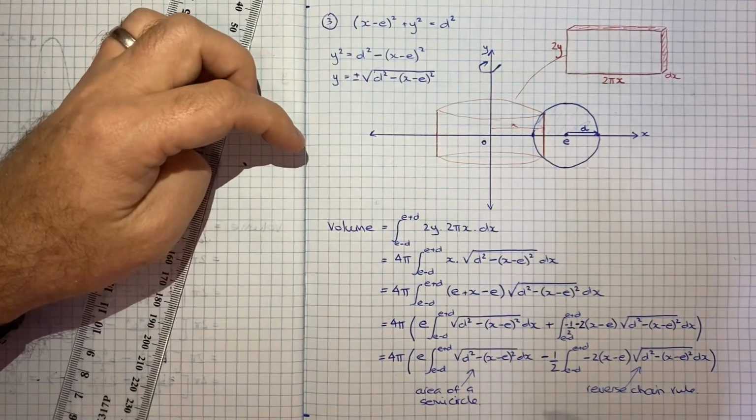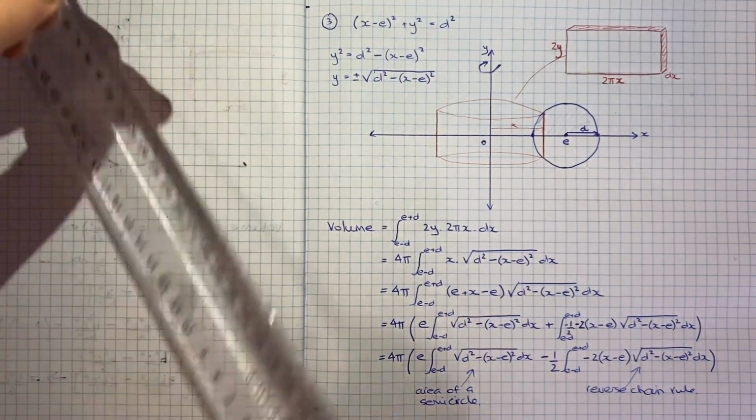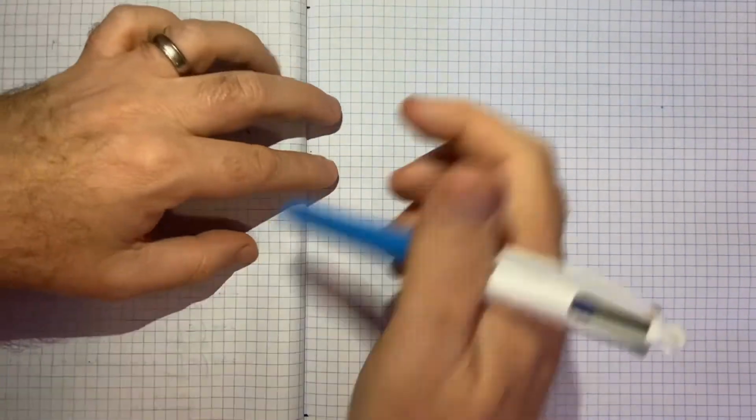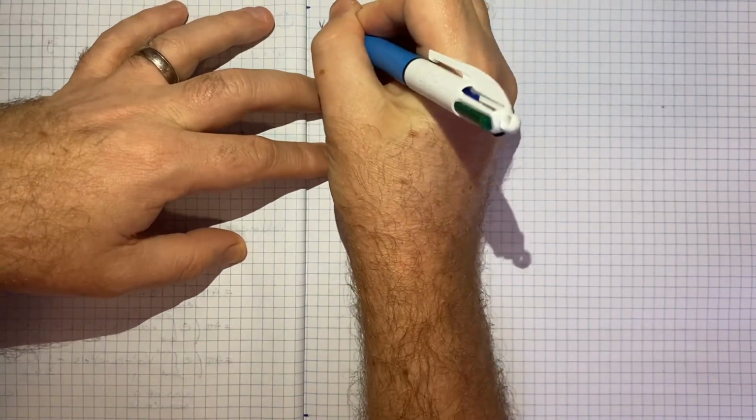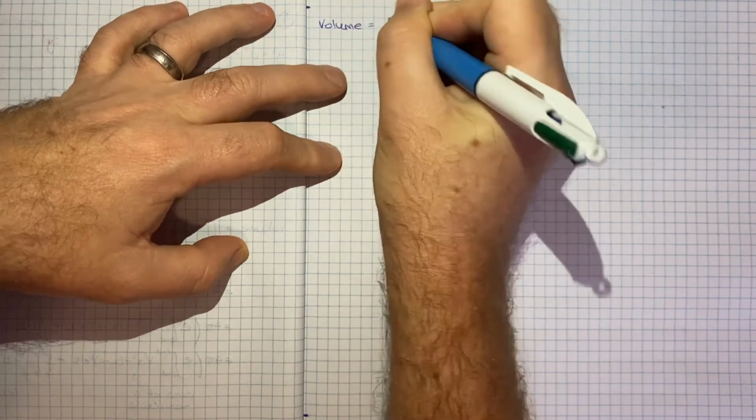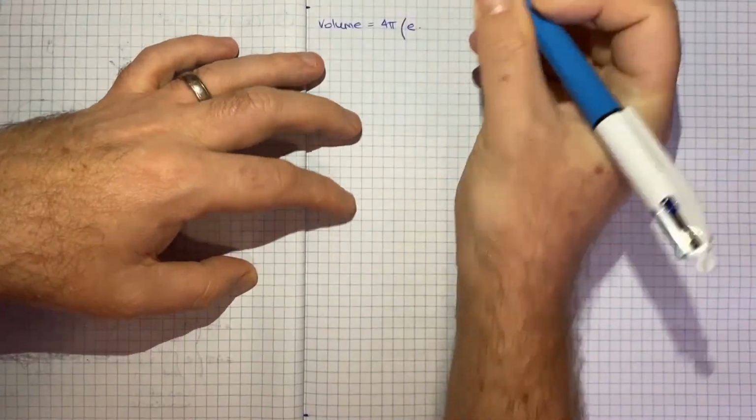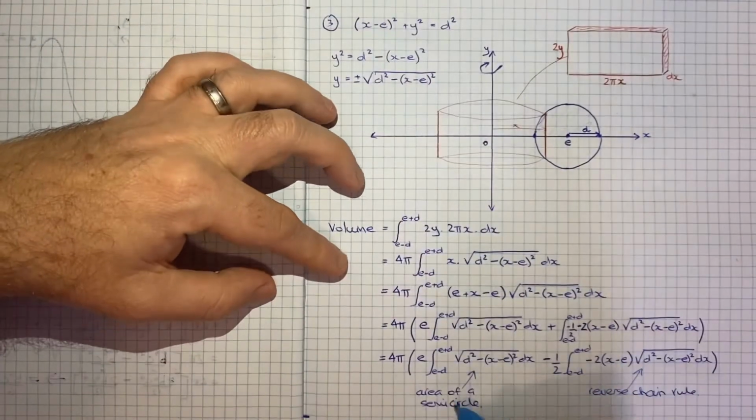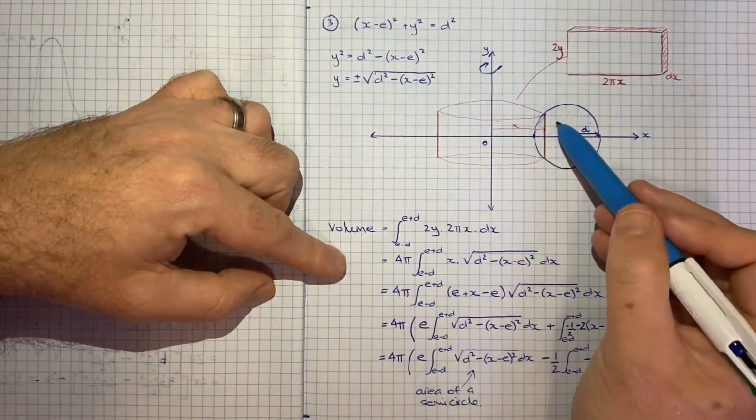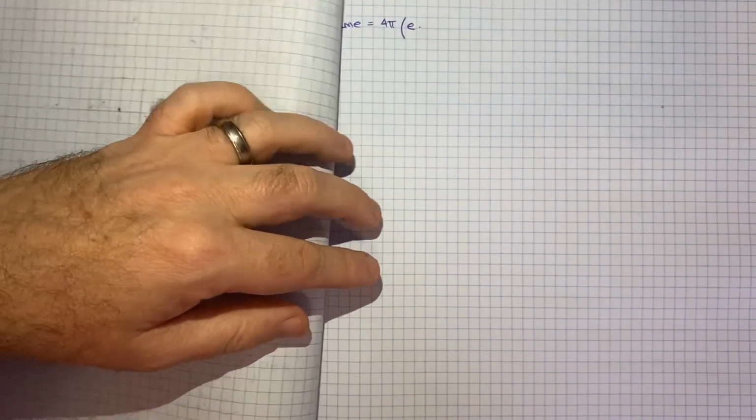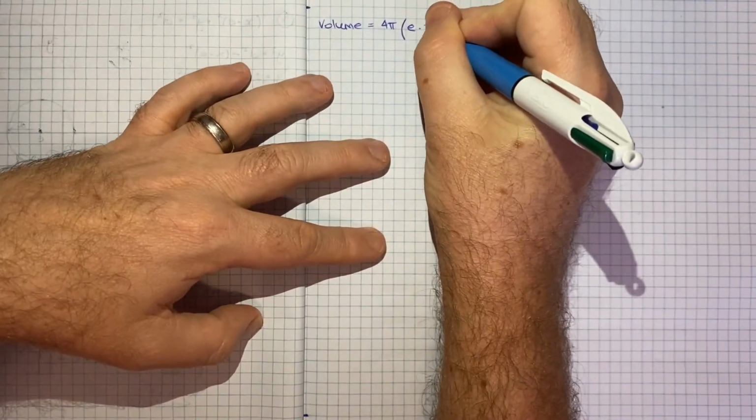So I might just have to turn over so that I get some space. So let's turn over and we'll have volume is equal to 4 pi times, and there'll be an e, and then times the area of a semicircle. So the area of this circle would be pi d squared, so we're going to get pi d squared on 2.